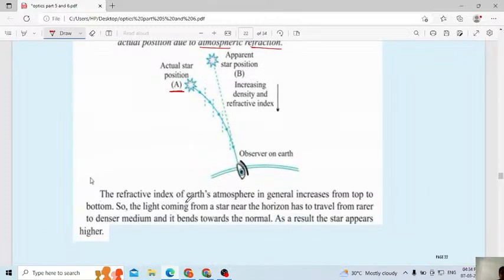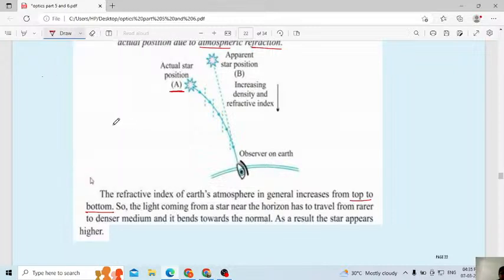The refractive index of the earth's atmosphere in general increases from top to bottom. How does the refractive index vary in the earth? See, consider this is the earth.